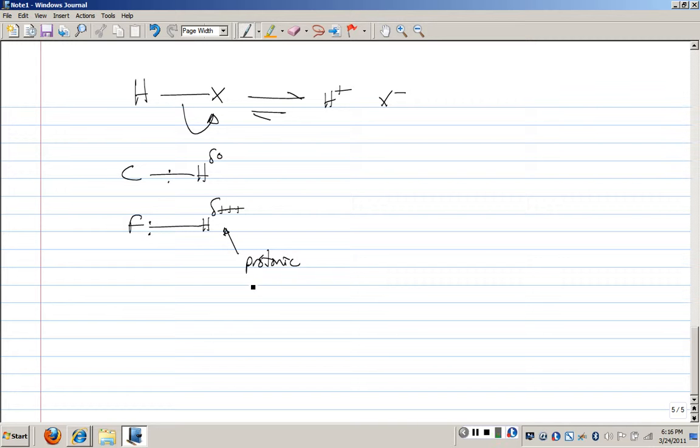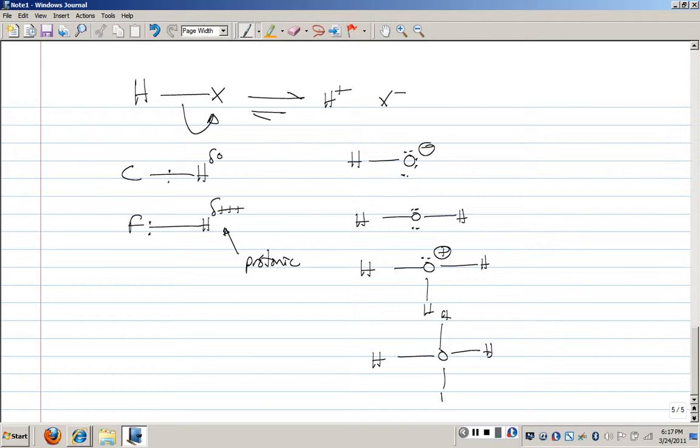Now, what does that mean? Suppose I looked at these three species. I looked at hydroxide, I look at water, and I look at H3O+. If I were to ask you which of these species is the strongest acid, or in fact even I can go to H4O2+. And if I ask you which one of these is the strongest acid, well, what would you tell me?